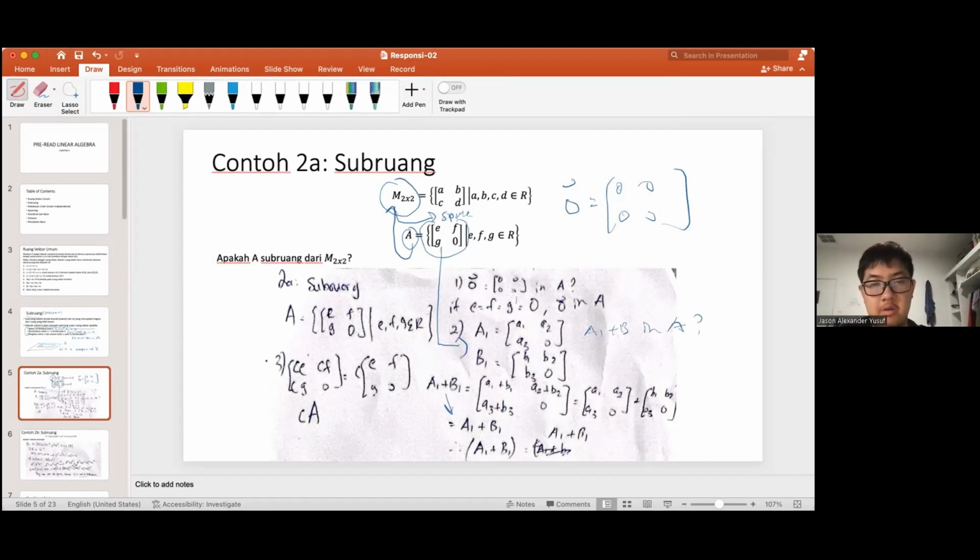And next one is the third. All you have to do is just multiply A with C. The inside C is F, C, E, C, F, and CG. And we can see that it is here. This is what we get. Hence, all three conditions, as you can see, have been fulfilled. That means A is a subspace of M22.